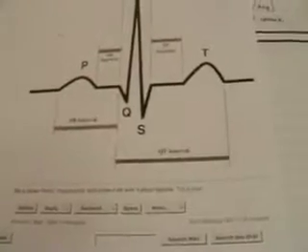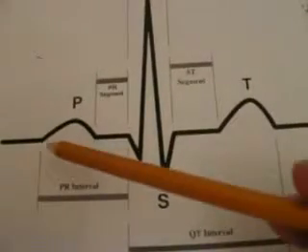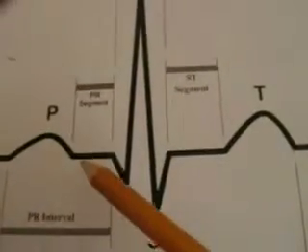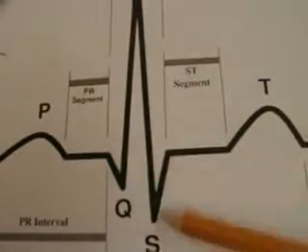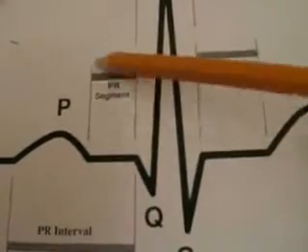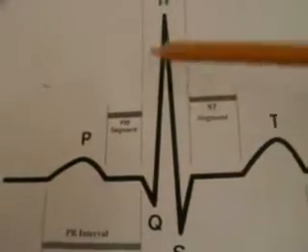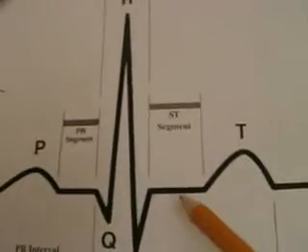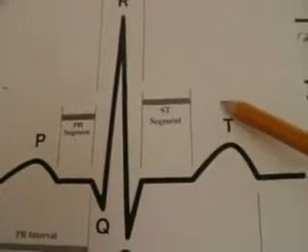If we were to look at the EKG, this is a normal EKG here, and we can see that there's a P wave, which represents the depolarization of the atrium. There's a segment, which is called a PR segment, between the P wave and the QRS complex. And that represents the time that takes place through the AV node. And then there's a QRS complex, which represents the depolarization of the ventricle. There's a refractory period, which is the ST segment. And then there's a repolarization of the ventricle, which is the T wave.